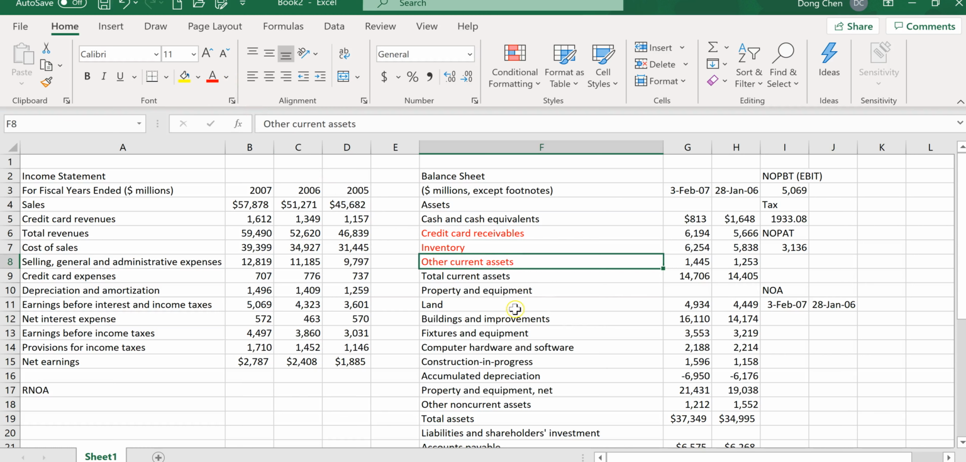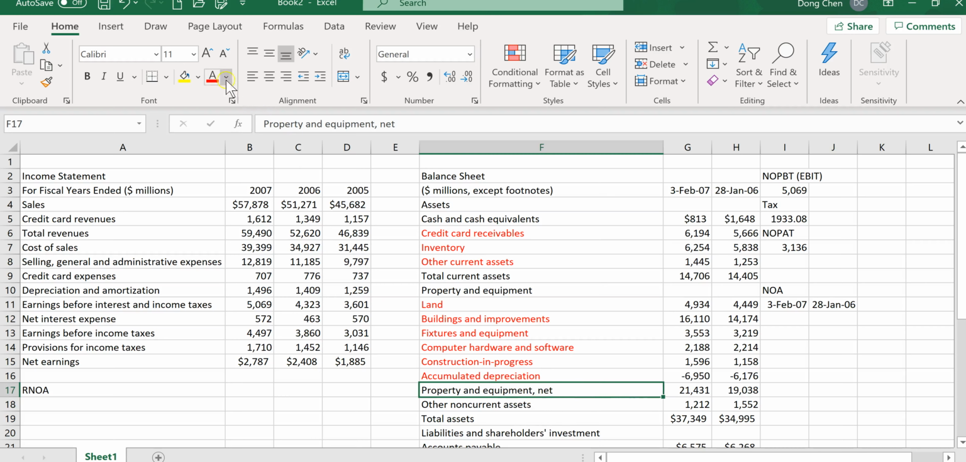And property and equipment: land here is an operating asset, and buildings and improvements also is an operating asset, and fixture and equipment, operating assets, and computer hardware and software as operating assets, and construction in progress is also an operating asset, and accumulated depreciation is also an operating asset. So finally, this net is basically the sum of the land, buildings, improvement, fixture and equipment, computer hardware and software, and construction in progress, and the net of this accumulated depreciation that equals this net property and equipment.